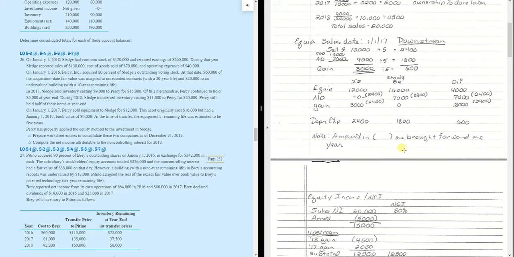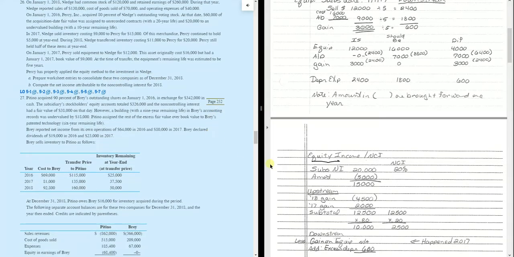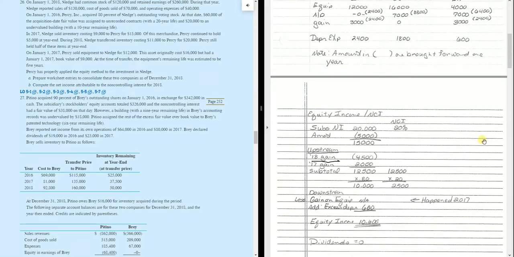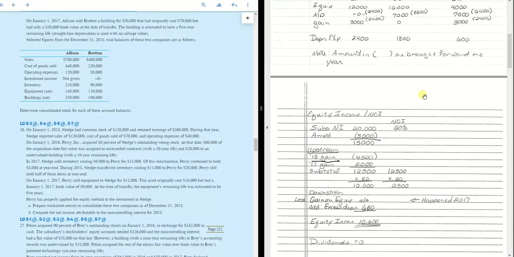Okay, so the last thing I want to do is the equity income computation. It says they've properly applied the equity method to the investment in Sledge. I need to find one that you don't use the full equity method. Okay, so I take my sub's net income. Hopefully that's already told to it. Oh, I had to compute that up above.